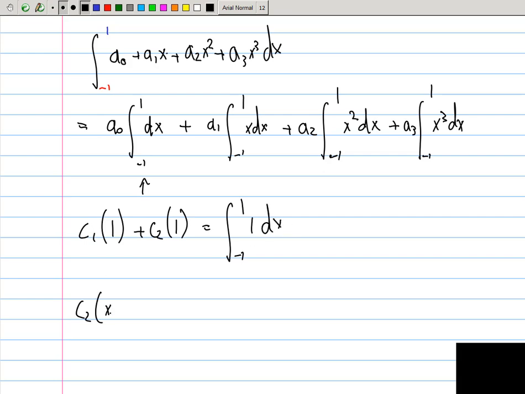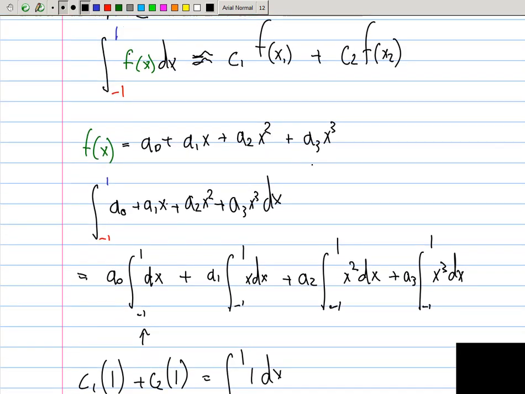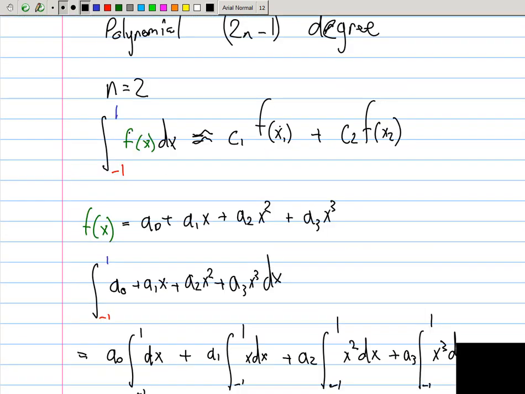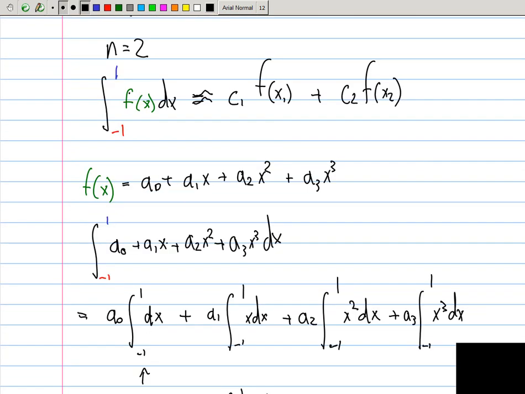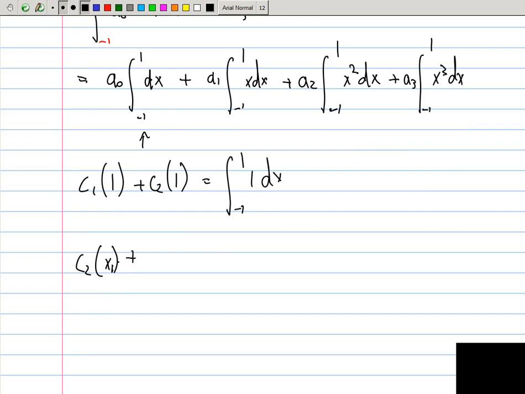And then we can go c2 of x, and I'm going to call this x1 because remember, according to our polynomial above, we are looking at c1. This is going to be x1 and x2. Our function is what is contained within the integral. So here we have c2 f of x. Our f of x is just x in this case, plus c1 over here. c1 x1, c2 x2 is going to be equal to integral -1 to 1 of x dx.